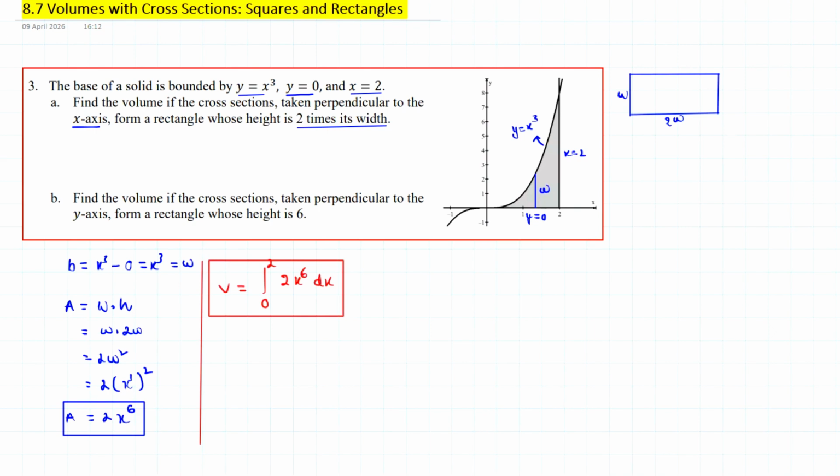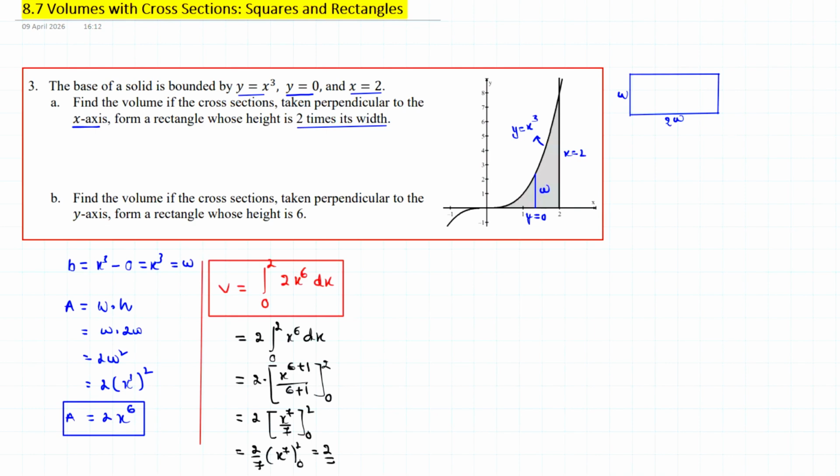To find the volume we have to evaluate this definite integral. We can factor out the 2, so it is 2 times the integral from 0 to 2 of x to the power 6 dx. The integral of x to the power 6 is x to the power 6 plus 1 over 6 plus 1, that is x to the power 7 over 7, so we get 2 over 7 x to the power 7 with limits 0 to 2.